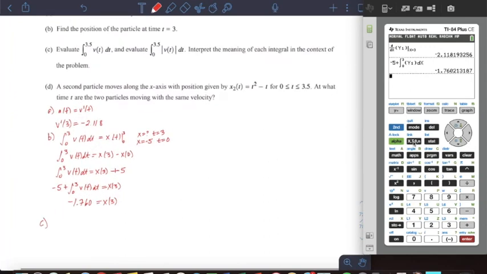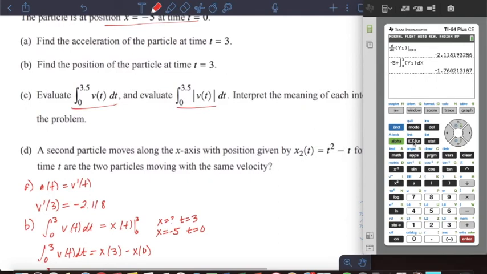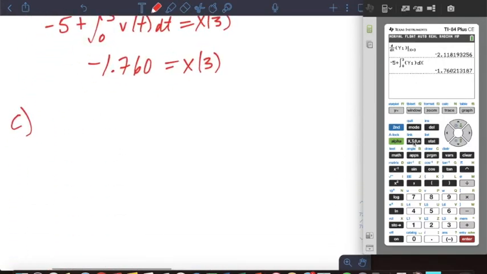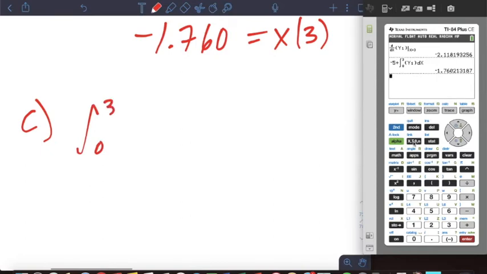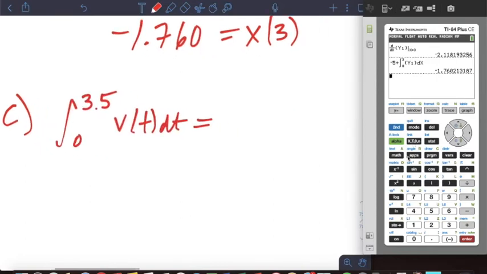All right, part C. It says to evaluate the integral from 0 to 3.5 of the velocity and evaluate the integral from 0 to 3.5 of the absolute value of v of t. Okay, so let's see here. The integral from 0 to 3.5 of my velocity function. Let's just go ahead and do that. Math 9, 0 to 3.5 of my velocity function is 2.844.